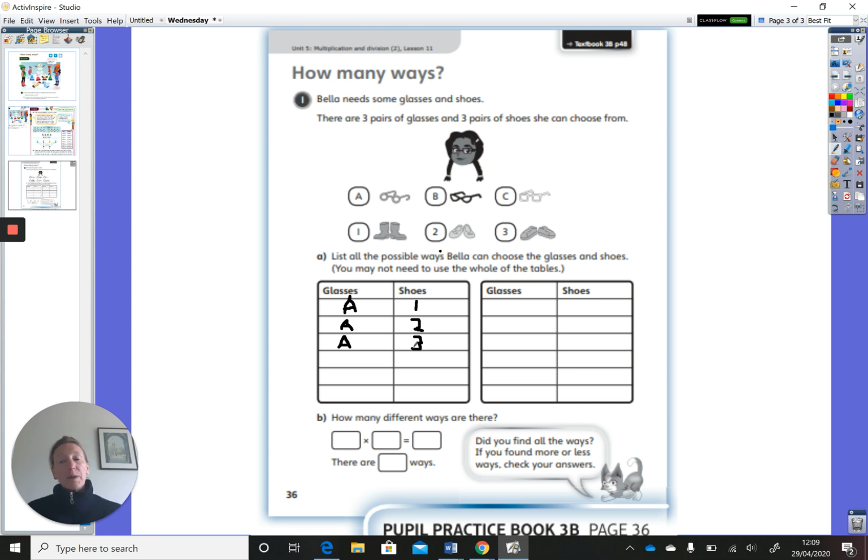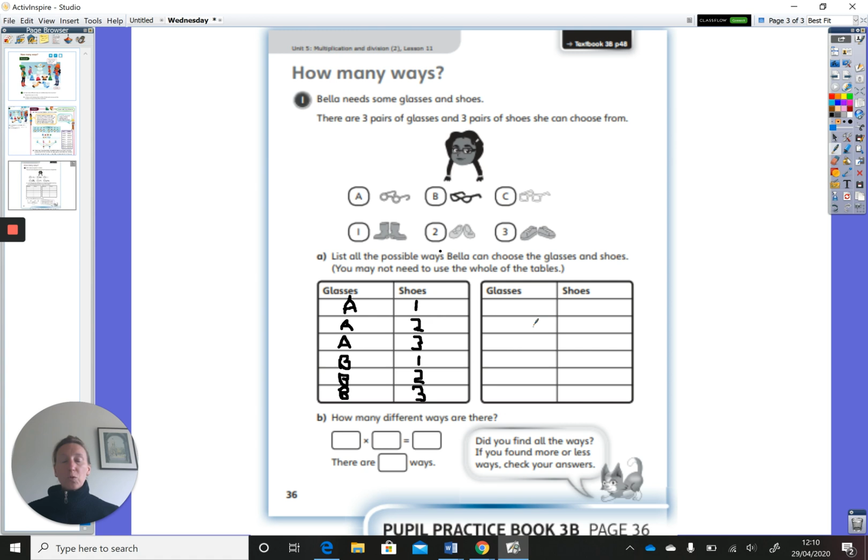But then you need to think, well, maybe she's not going to want to put on glasses A. She might want to put on glasses B. So then you need to start looking at B. And I'm going to write B here. And she might want to try B glasses with shoes 1, B glasses with shoes 2. And I hope you're shouting at the screen at me, because the last one would be B glasses with shoes 3.